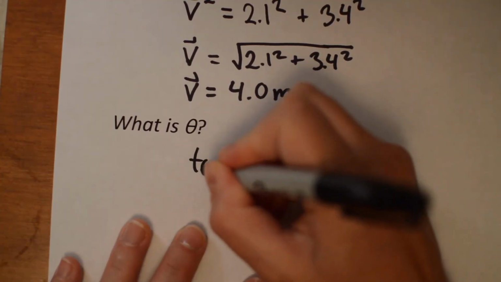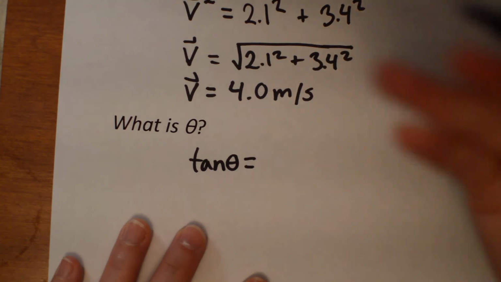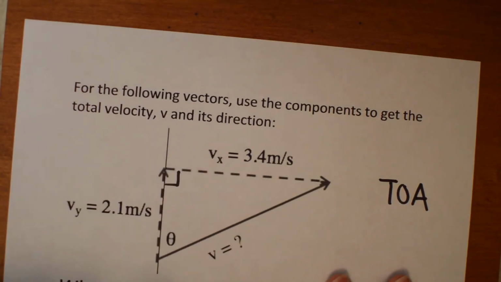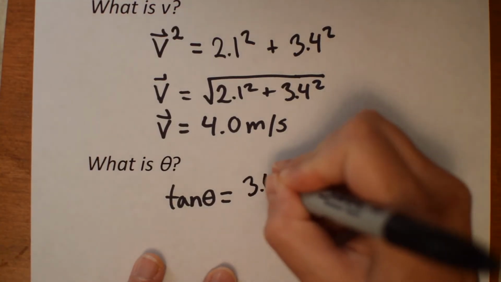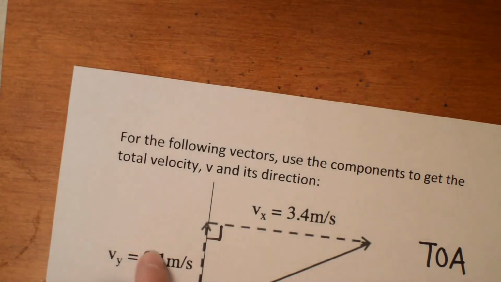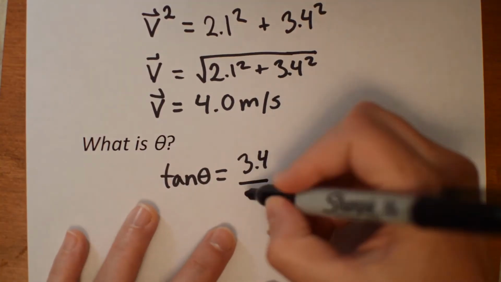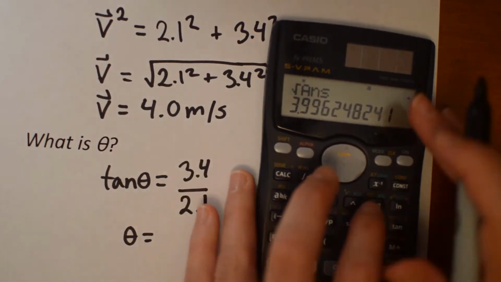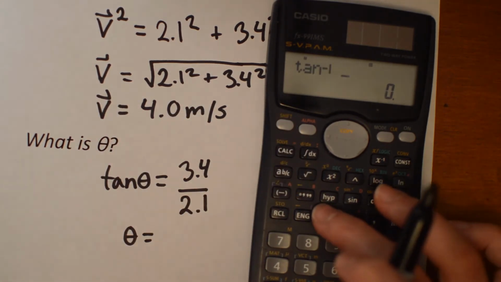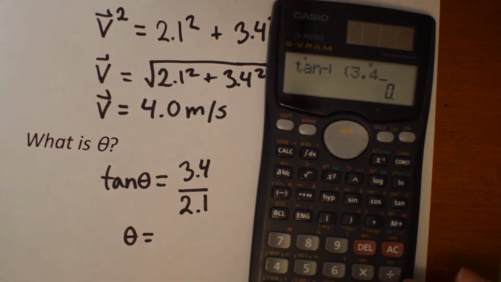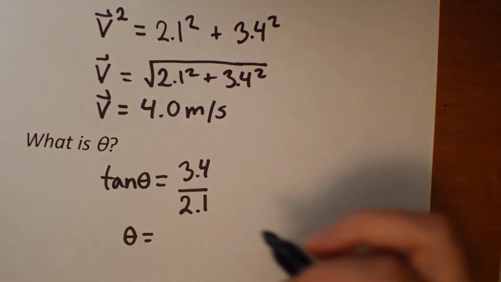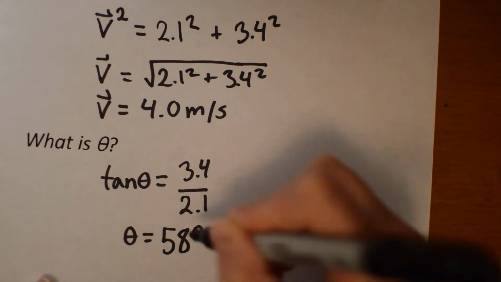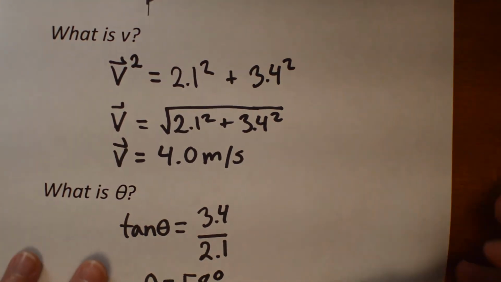So tan of your angle theta is going to be that opposite side. Opposite my angle is the 3.4 divided by the adjacent side. Adjacent to my angle is the 2.1. I'm going to get theta by inverse tanning that, so I'll do the inverse tan of, in brackets, 3.4 over 2.1, and that gives me 58 degrees. And that is my velocity with its direction. Let's do just one more example.